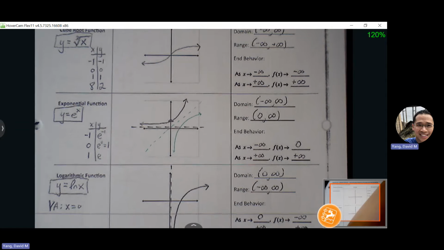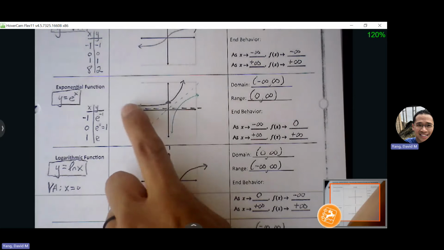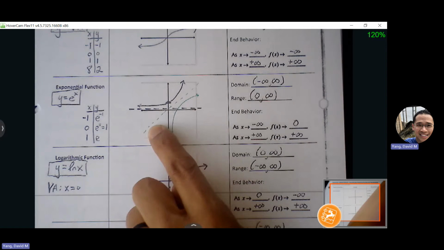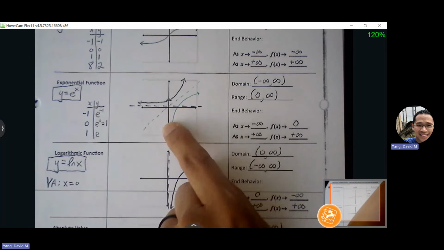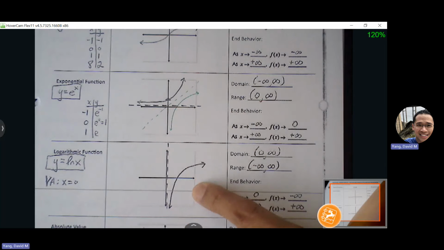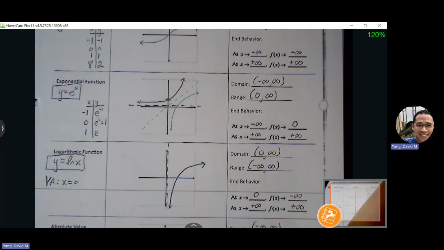A natural log function is the inverse of an exponential function. So I drew this dotted line here to show that if I were to fold this graph over this dotted line, it's going to end up looking like a log function. So exponential and log functions are inverses of each other, meaning that if I were to take every ordered pair in my exponential function and flip-flop it, every x becomes y, every y becomes x, this is the graph I'm going to see.